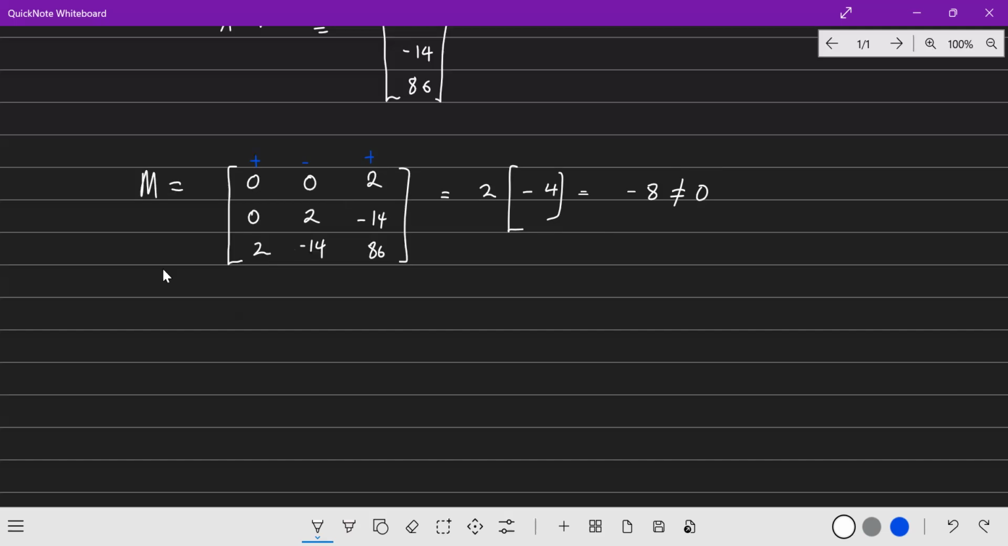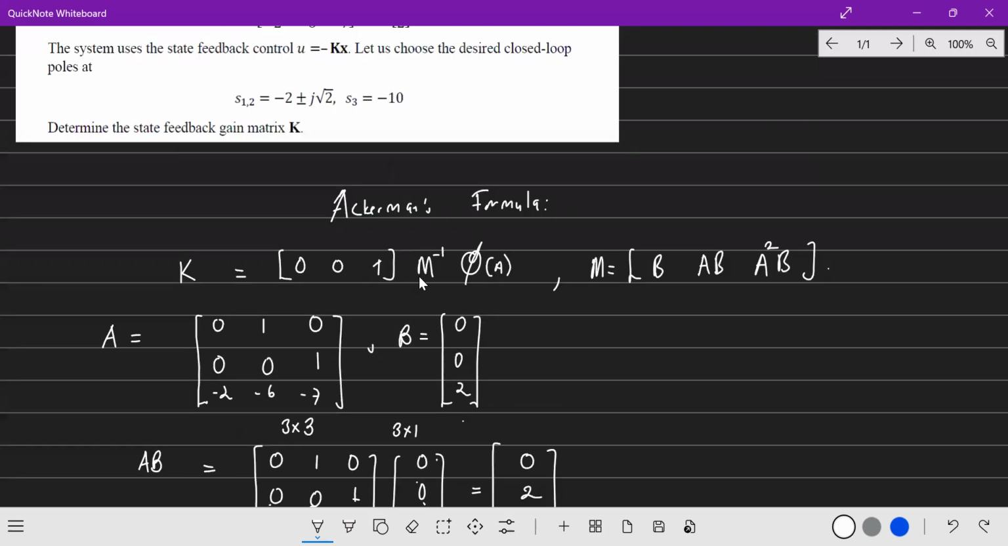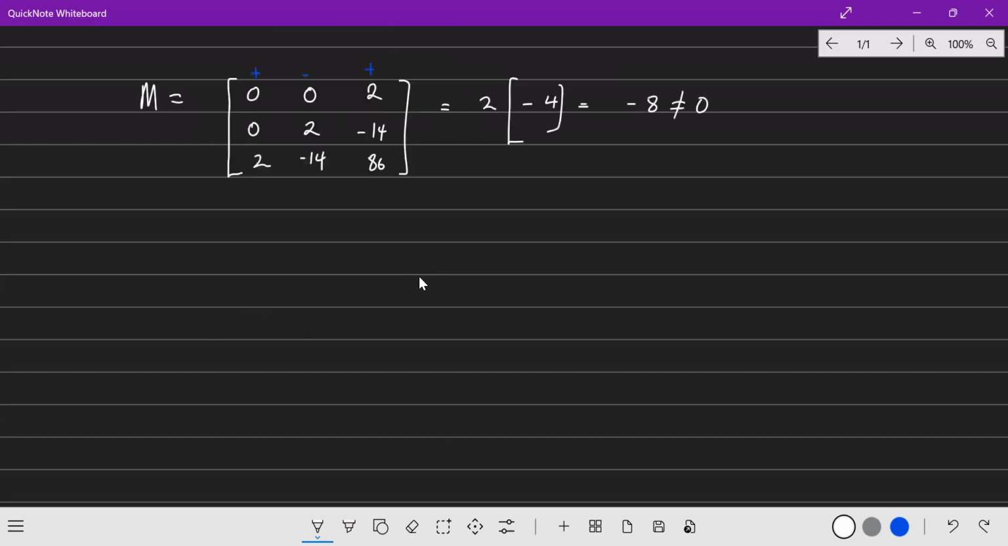Now, let us find the M inverse. Remember, Ackermann's formula needs M inverse, right? Because those are the big things you need to know. So M inverse is equal to the adjoint of that matrix divided by the determinant, right? So this is matrix M, sorry. What's the adjoint of the matrix? How do you find the adjoint matrix?